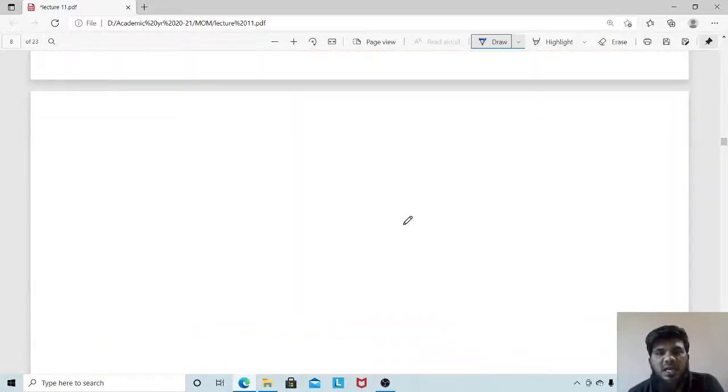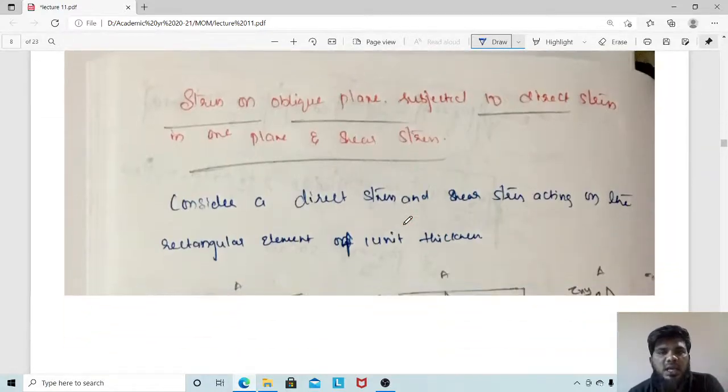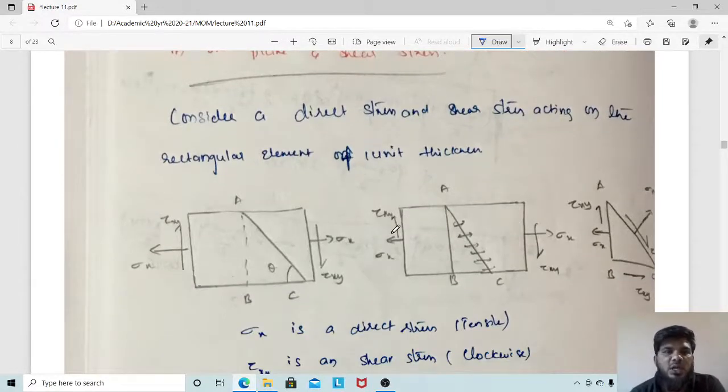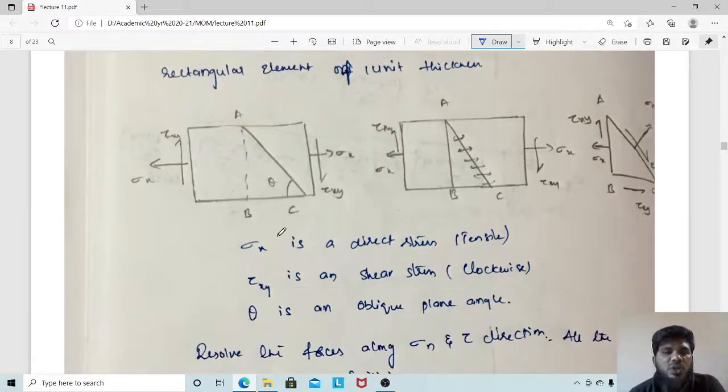The next part is, along with the two direct stresses, we have one shear stress, or one direct stress plus shear stress. So consider a rectangular plane with a direct stress and a shear stress acting on it. One is this, another is this. Sigma x is a direct stress, tau x is a shear stress acting clockwise. You should remember one thing here: when we say shear stress is acting, we should consider it as a couple.